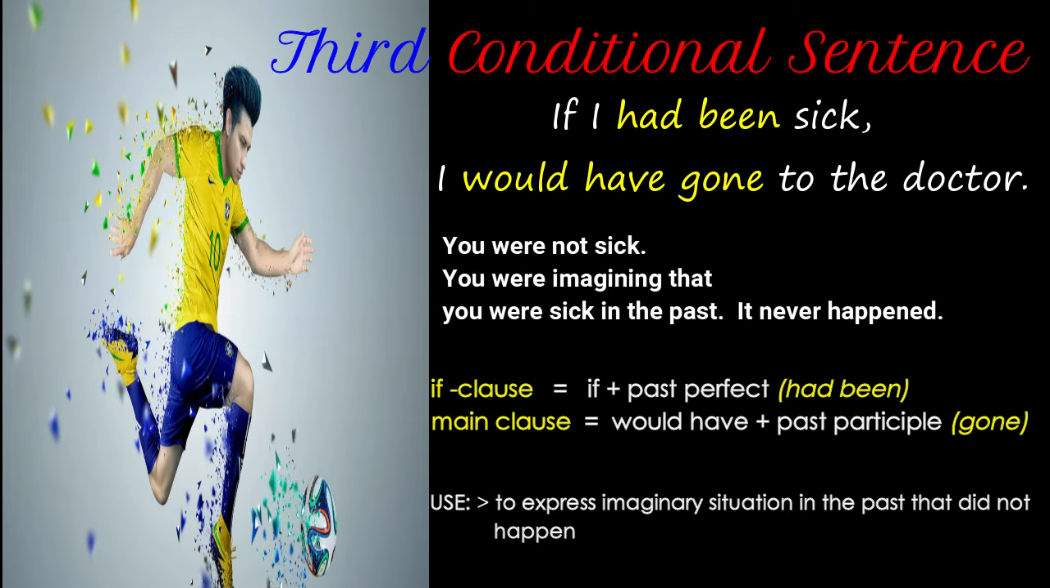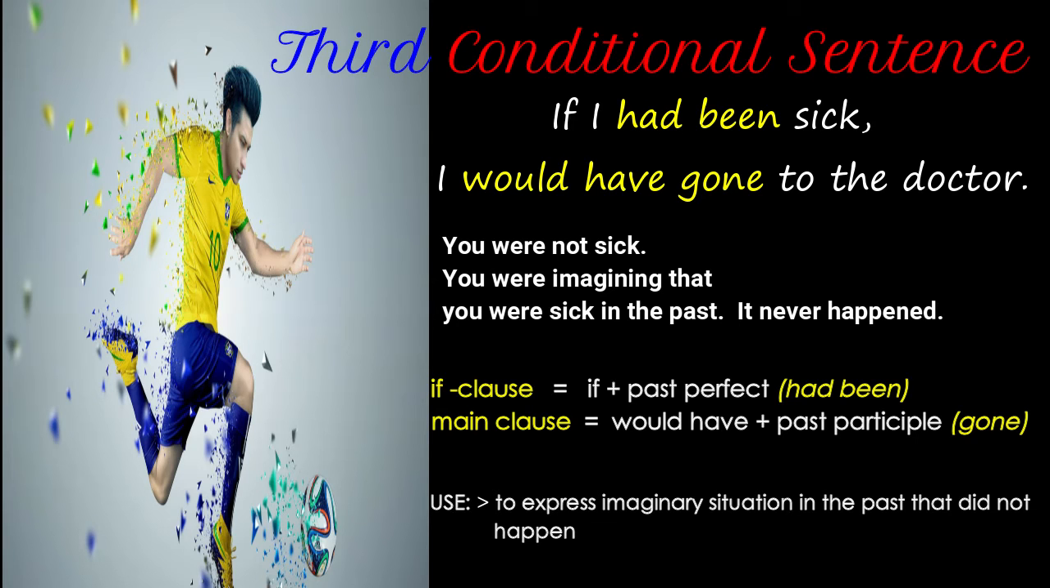Use the third conditional sentence to talk about an imaginary situation in the past that did not happen. I repeat, an imaginary situation in the past that did not happen. As for the structure, it goes like this: had plus past participle, then would have plus past participle. Remember this: "had been" is always followed by "would have" plus past participle. Remember this very well and put this in your head.